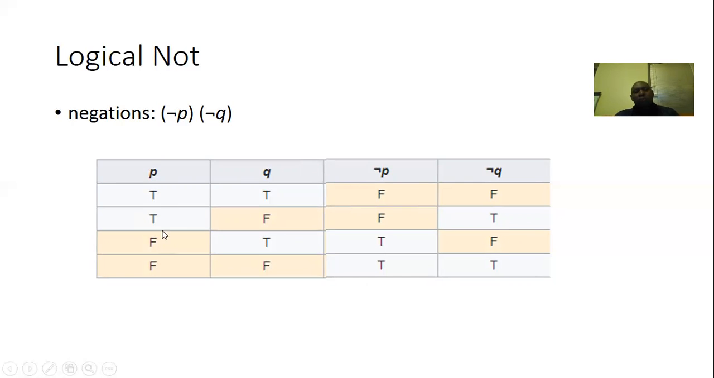Whatever the value, if P is true, then the result of not P is false. If P is false, the result of not P is true.